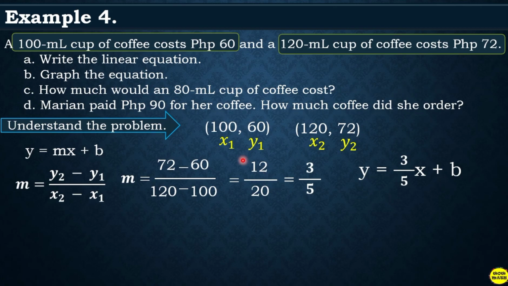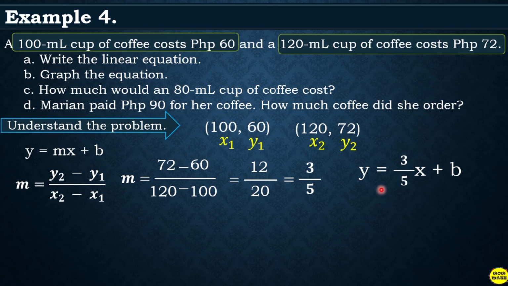Okay? Now, remember that your x represents the amount of coffee, how much coffee there is. And your y represents the cost of the coffee, how much it costs. So, remember that, because you should know what x and y are, and where you put x and y. So, x is the amount of coffee, the ml. And y is the cost of the coffee.